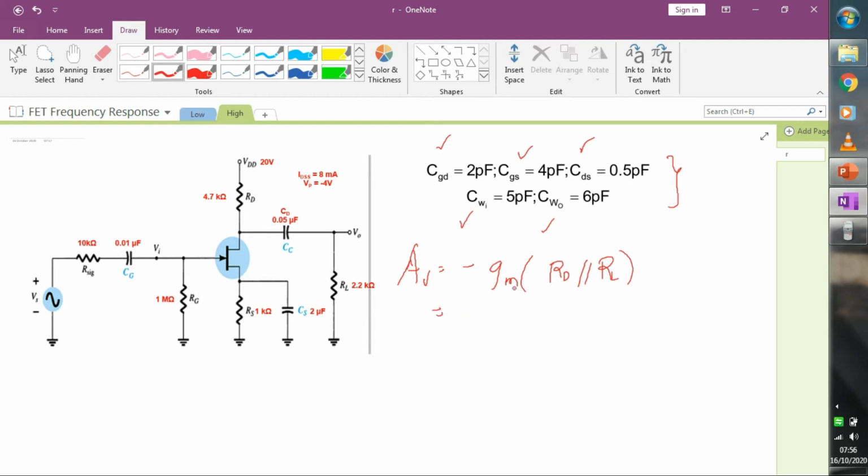Okay, you could remember your GM is a variable in your calculator. The value of your RD is equal to 4.7 kilo ohms, and the value of your RL is 2.2 kilo ohms.